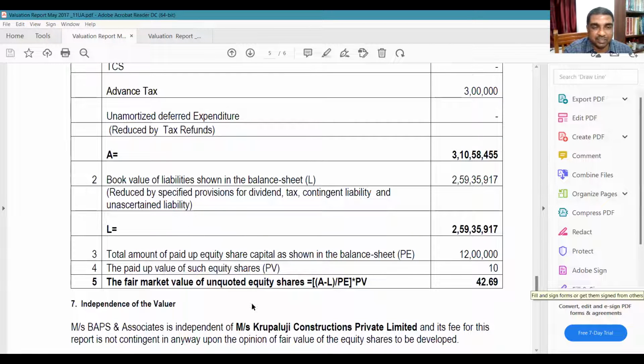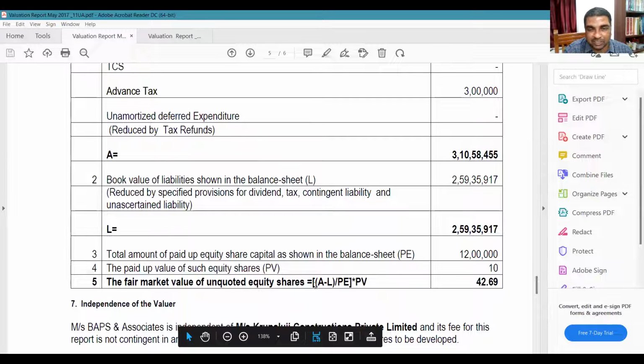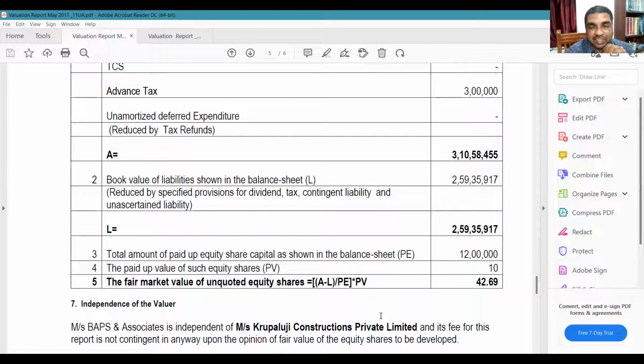Finally, fair market value of unquoted equity shares, you can see, is A minus L divided by PE multiplied by PV. So this is A, this is L, this is PE, and this is PV. PE means paid up equity capital and PV means the paid up value of equity shares.